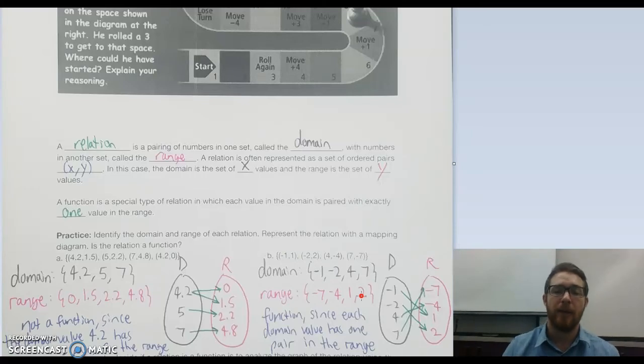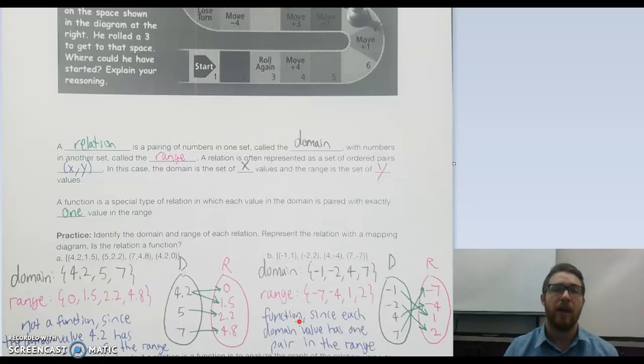But this time, if I put that into a mapping diagram, again with my domain in one group and my range in the other, I see that when I map my points, -1 maps to 1, -2 maps to 2, 4 is paired with -4, and 7 is paired with -7. Here, since each domain value is only going to one range value, this will be a function.